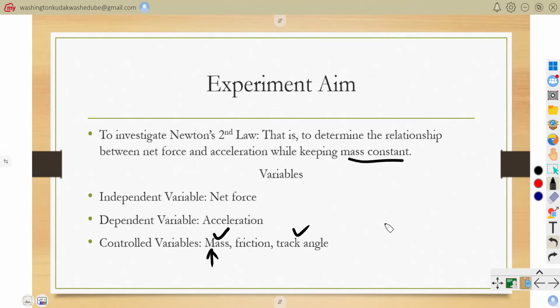And then our track angle: given that we are going to use an incline, we are going to use the same track angle theta, so that we do not have many independent and dependent variables. We only want to have one independent variable, which is the net force, and one dependent variable, which is the acceleration.